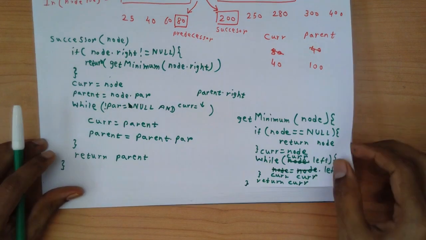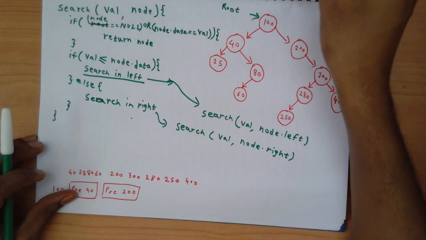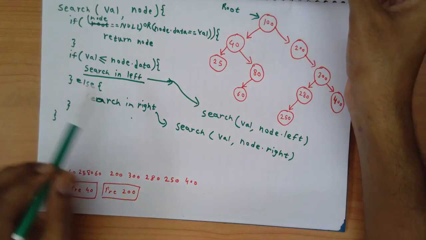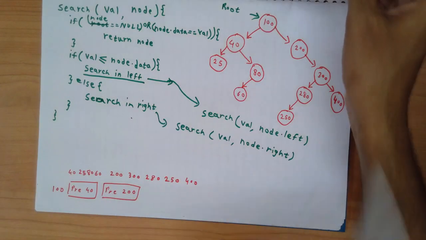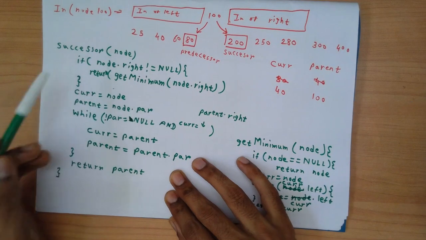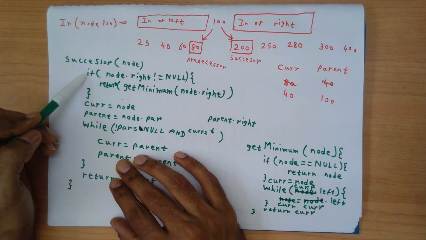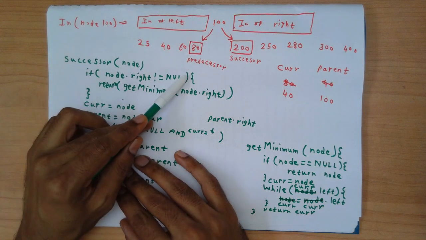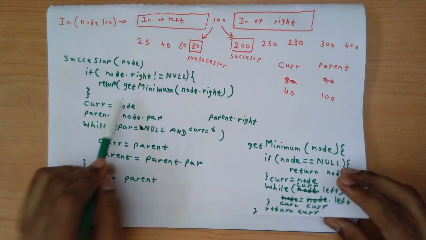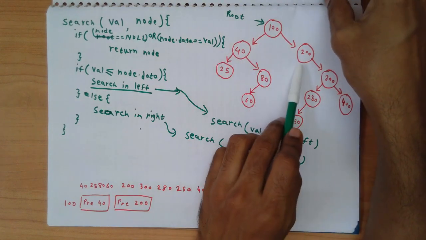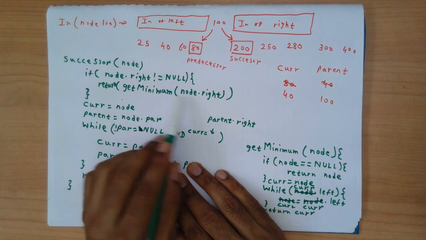So just for the case of, say, 100, I want to find the successor of 100. Let's try to do it. For 100, is the right subtree null? It's not. So I will call get minimum on the right child of 100. The right child of 100 is 200, and I'm going to call get minimum on 200.